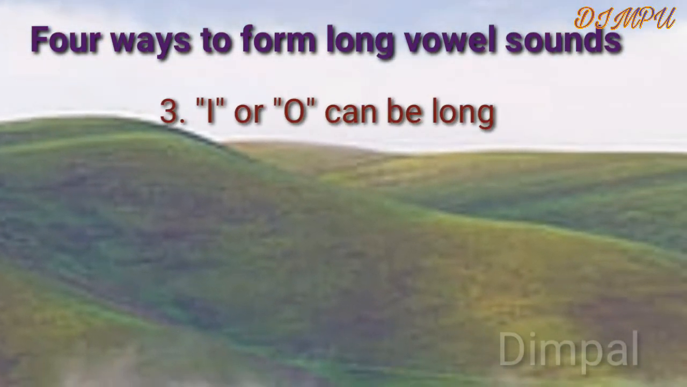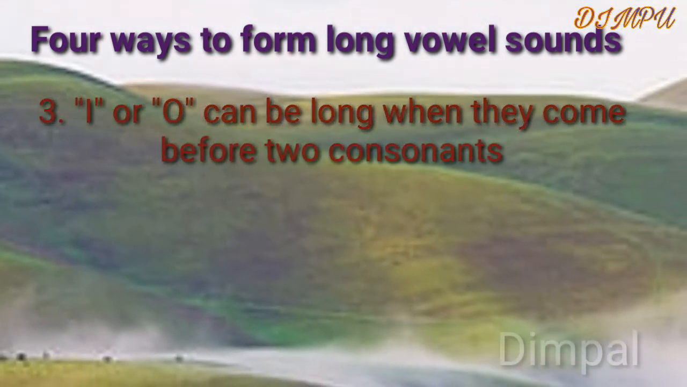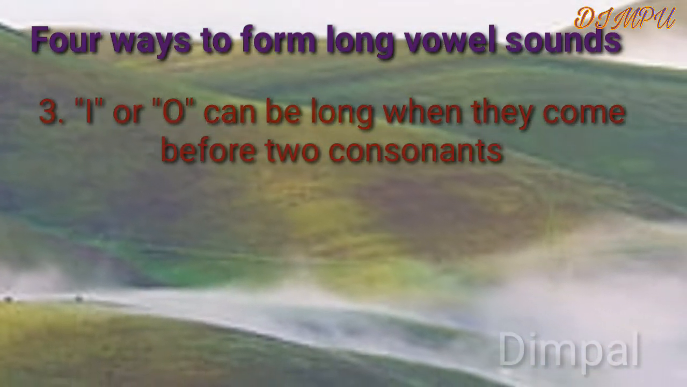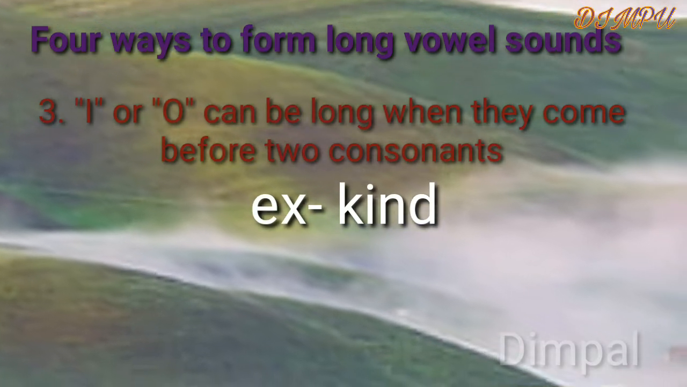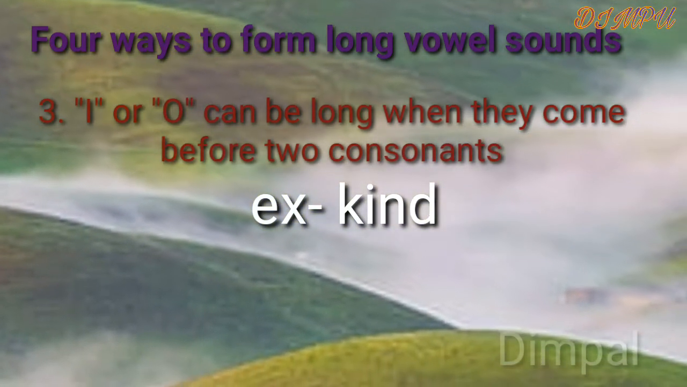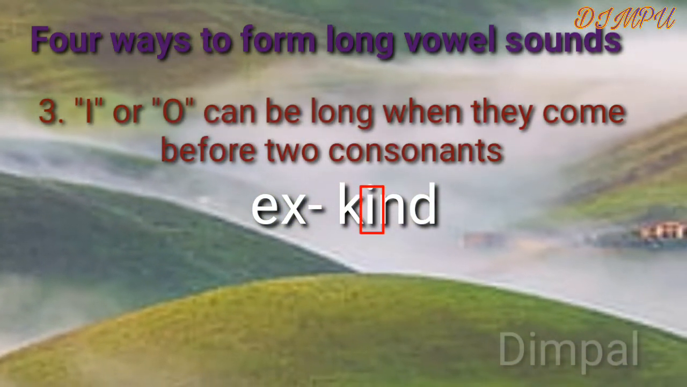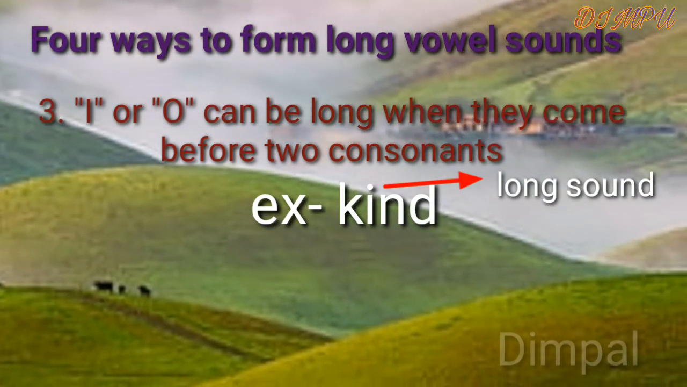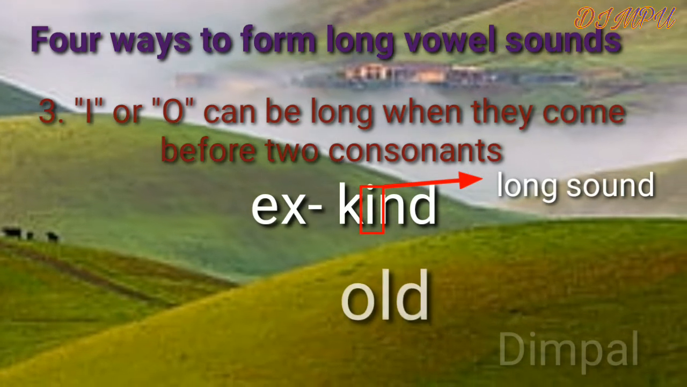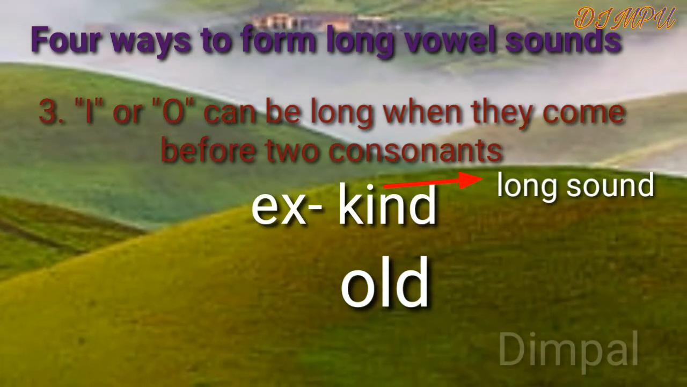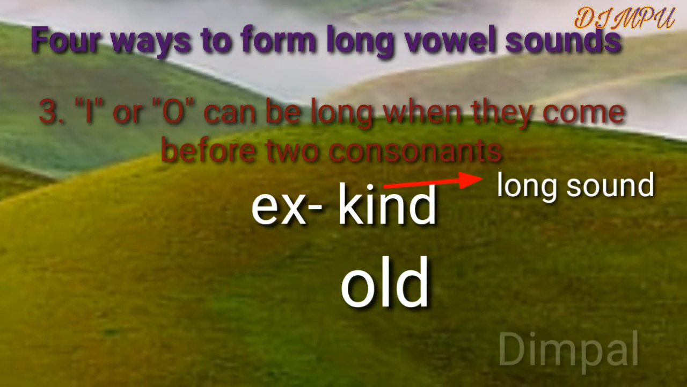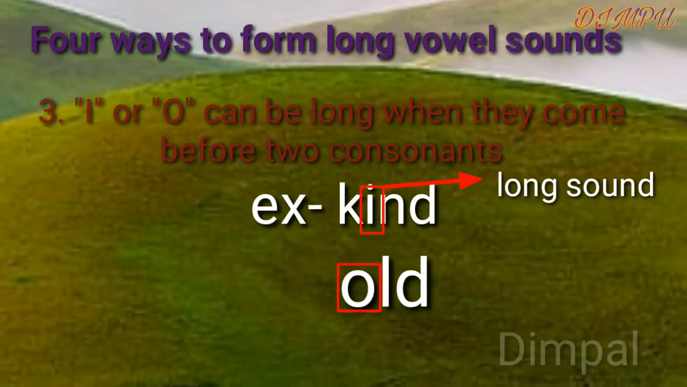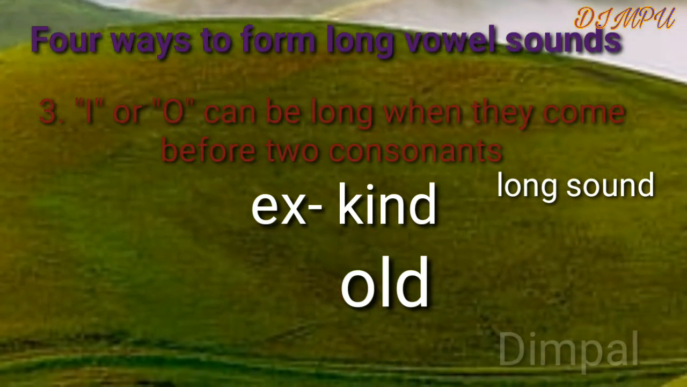Next rule, I or O can be long when they come before 2 consonants. Example: kind. In this word, I comes before 2 consonants, so I makes its long sound. Next example, old. Here also, O comes before 2 consonants, so O says its own name.